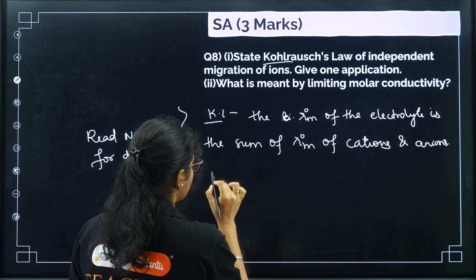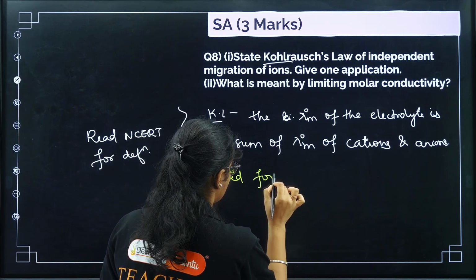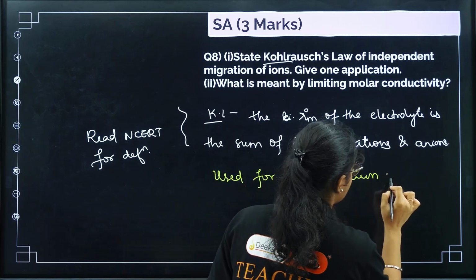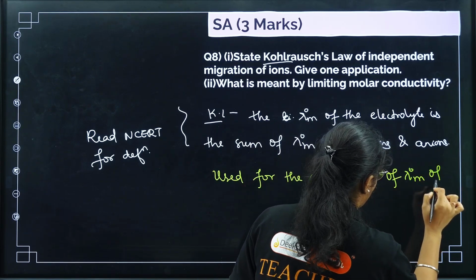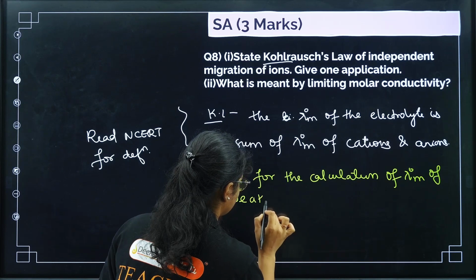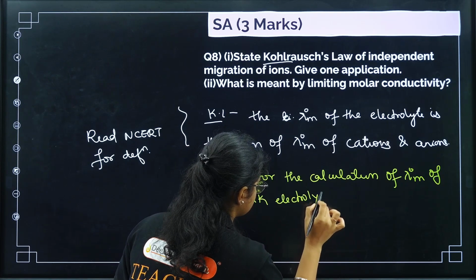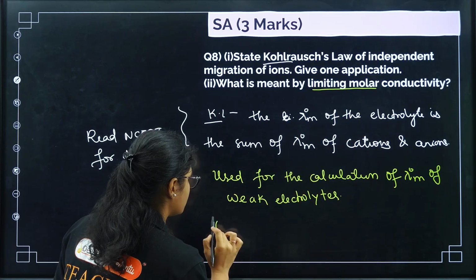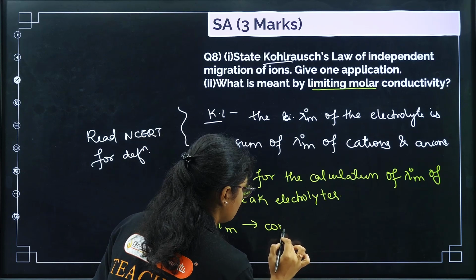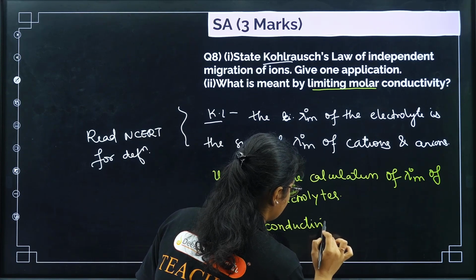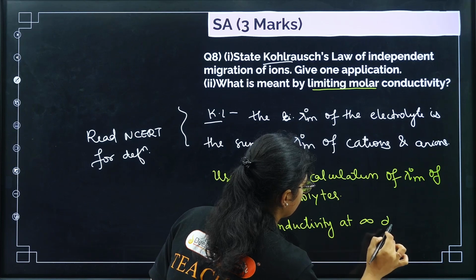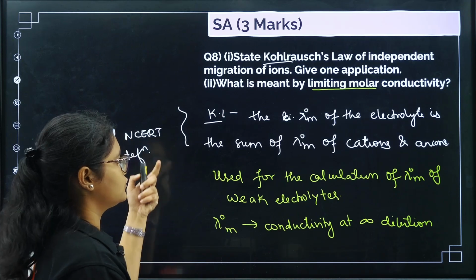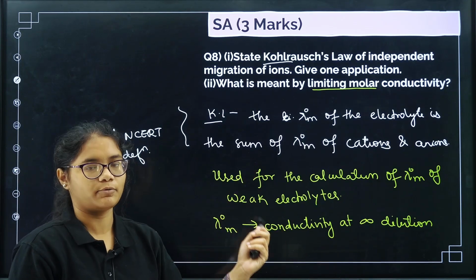Application. What is the application? It is used for the calculation of lambda naught m of weak electrolytes, because we cannot calculate for weak electrolytes directly, right? So that is why it is used here. What is meant by limiting molar conductivity? Limiting molar conductivity is the conductivity at infinite dilution. Okay, clear? So just frame the sentence properly, and these are the 3 points that you need to write.